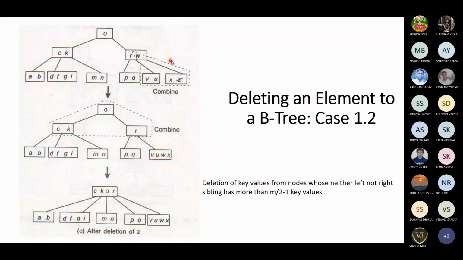Likewise here, when you're removing the Z value, you are combining UVWX into one value, UVWX. You are combining again here. Then you have to combine these values also into CKOR into one node after deleting the Z. So we are recompressing this tree.